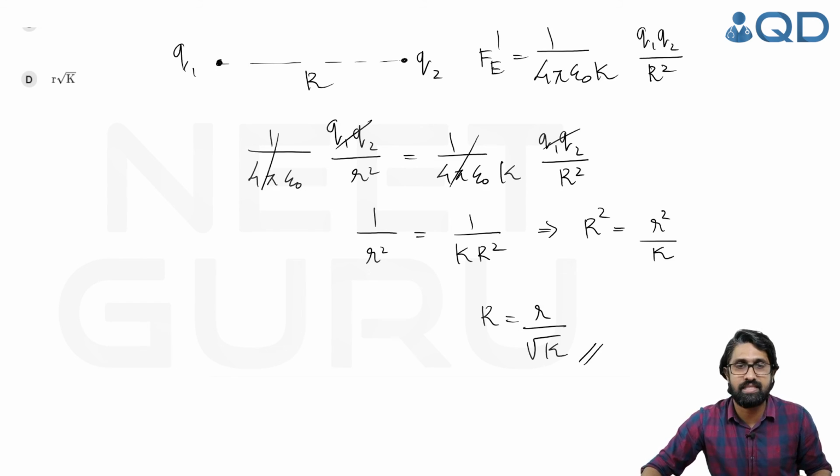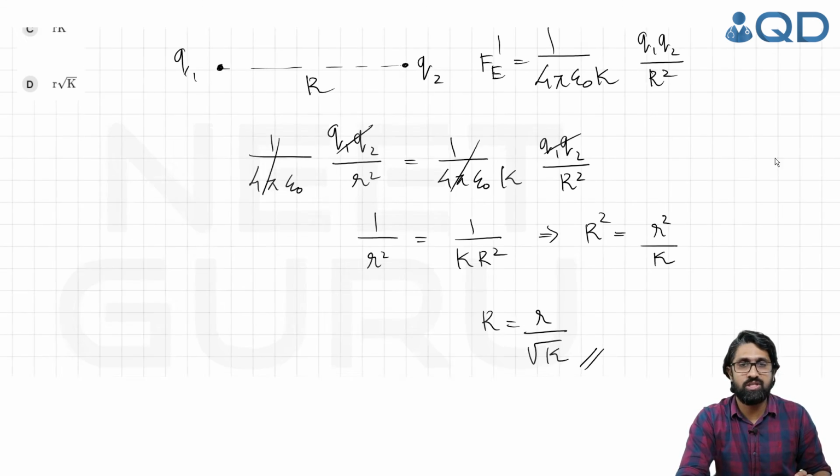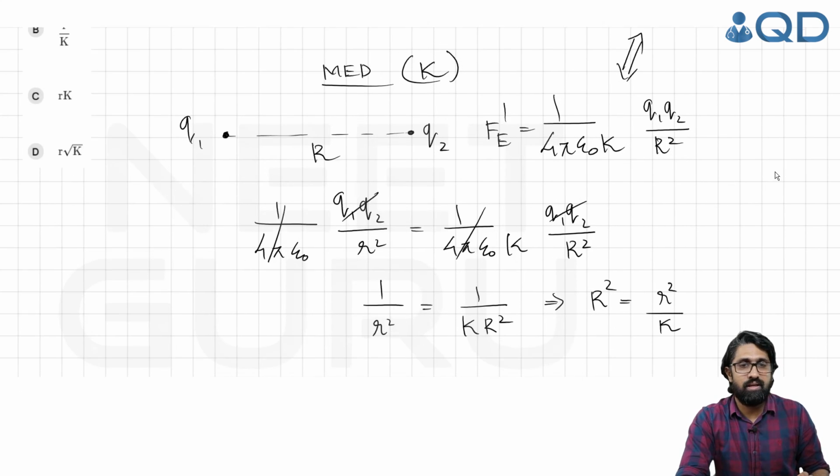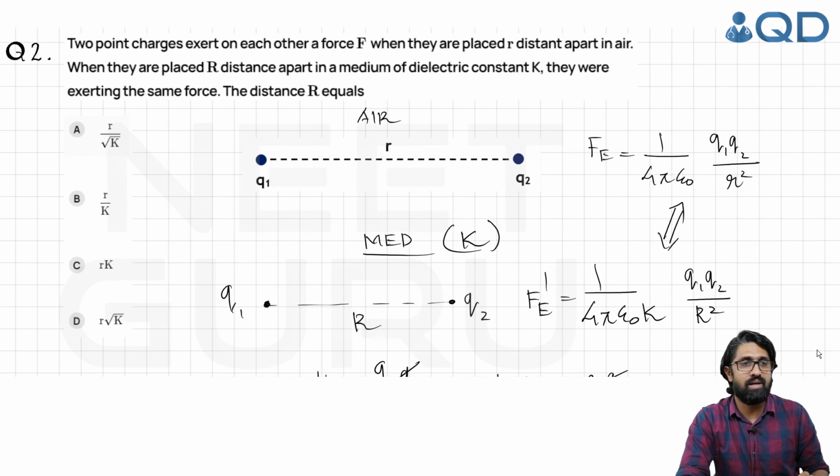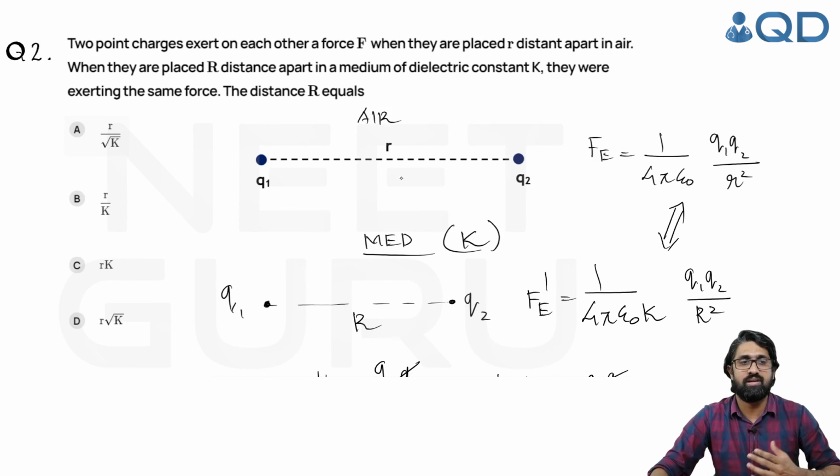Now, this is your final answer. Let's match it with the options. Option A is the correct one, which says distance capital R is given by small r divided by root K. So option A is the correct answer.